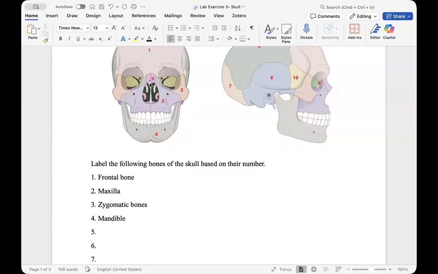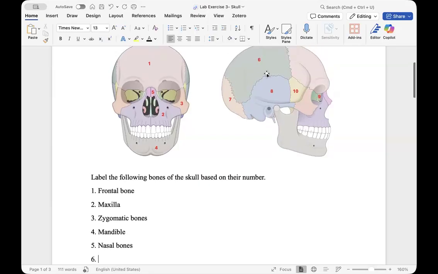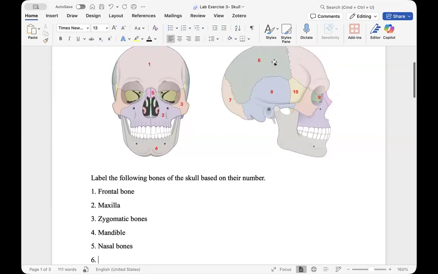Number five is the nasal bones, and that is their name. The majority of your nose is actually cartilage, but right up here, at the bridge of your nose where you might place your glasses, number five is the nasal bones. Number six, moving to this skull. So we have frontal bone here, but number six is parietal bone. And this is just showing one side, the right side, but there is also a left parietal bone.